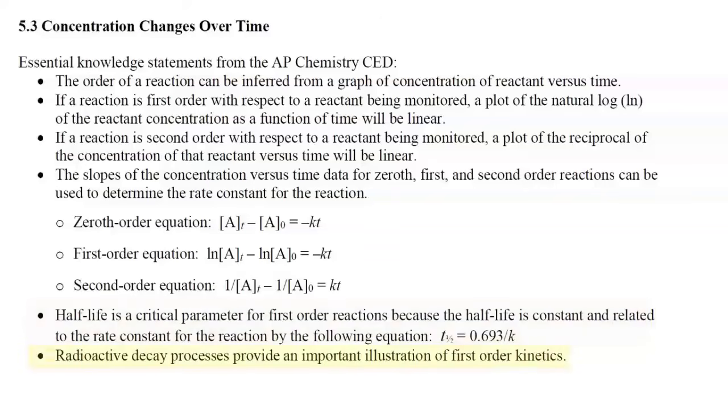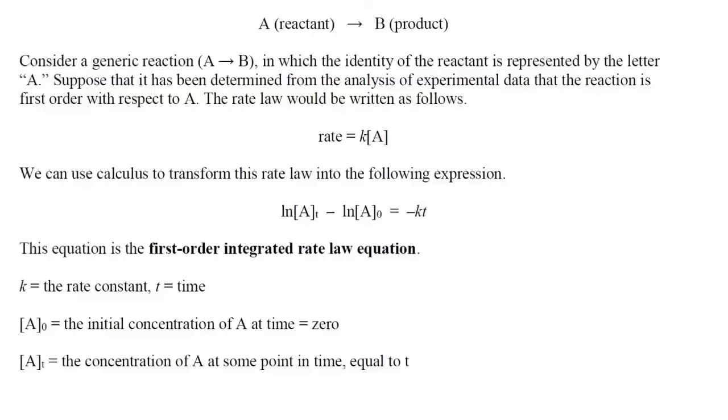Radioactive decay processes provide an important illustration of first-order kinetics. Consider a generic reaction where reactant A is converted into product B, in which the identity of the reactant is represented by the letter A. Suppose that it has been determined from the analysis of experimental data that the reaction is first order with respect to A. The rate law would be written as follows. Rate equals K, the rate constant, times the concentration of A raised to the first power.